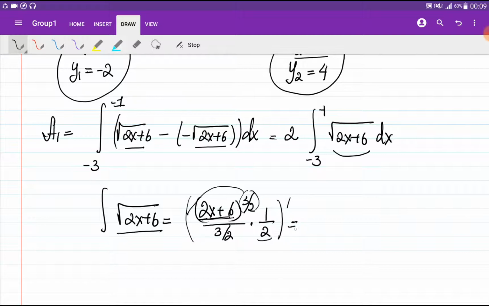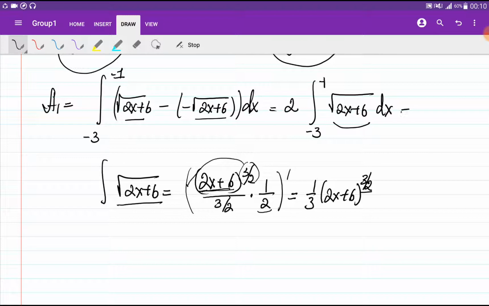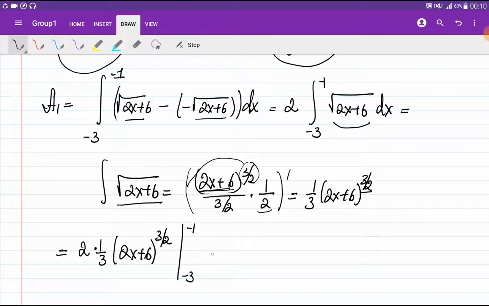If I simplify a little bit, I will get 1 over 3 multiplied by (tx plus 6) to the power of 3 over t. This 3 over t means I need to take the square root of tx plus 6, then find its cubic power. Okay, so let me continue evaluating this integration. It will be equal to 2 multiplied by 1 over 3, multiplied by (tx plus 6) to the power of 3 over t, and I have to evaluate this from minus 3 to minus 1. Okay, so let me put minus 1 instead of x.